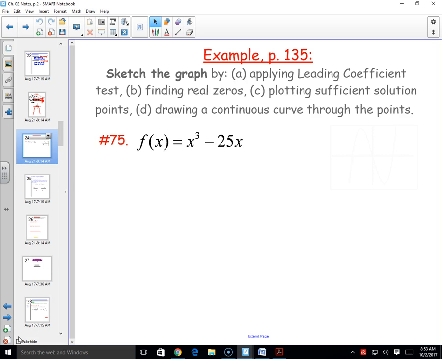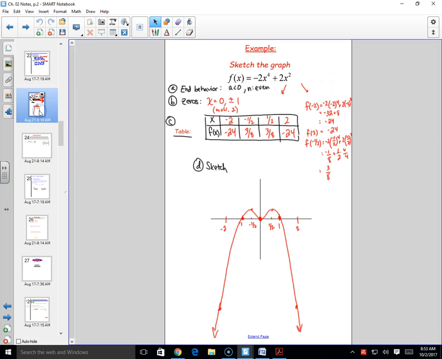Then find real zeros, which means the x-intercepts, aka set this equal to 0. Then plot sufficient solution points and put all of that together into some sort of graph. We did that all together on Friday, and here's how we did it.